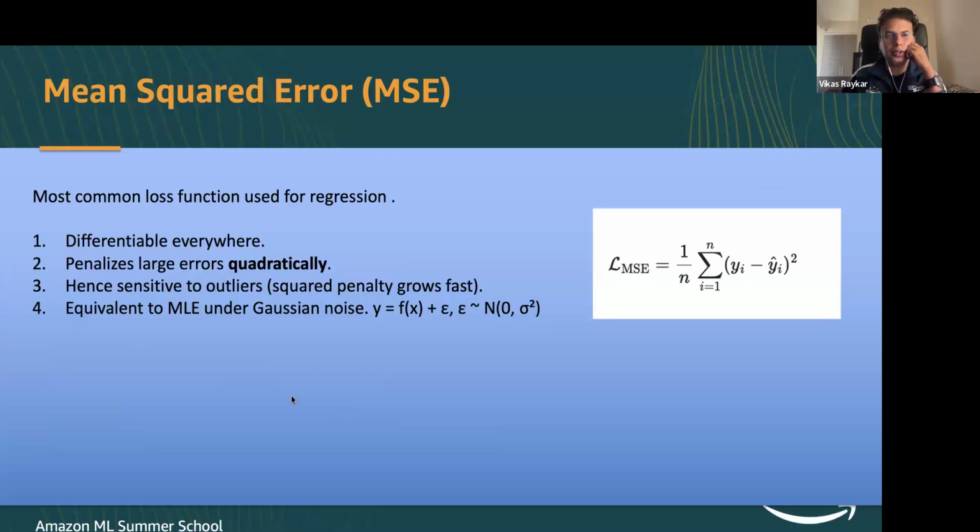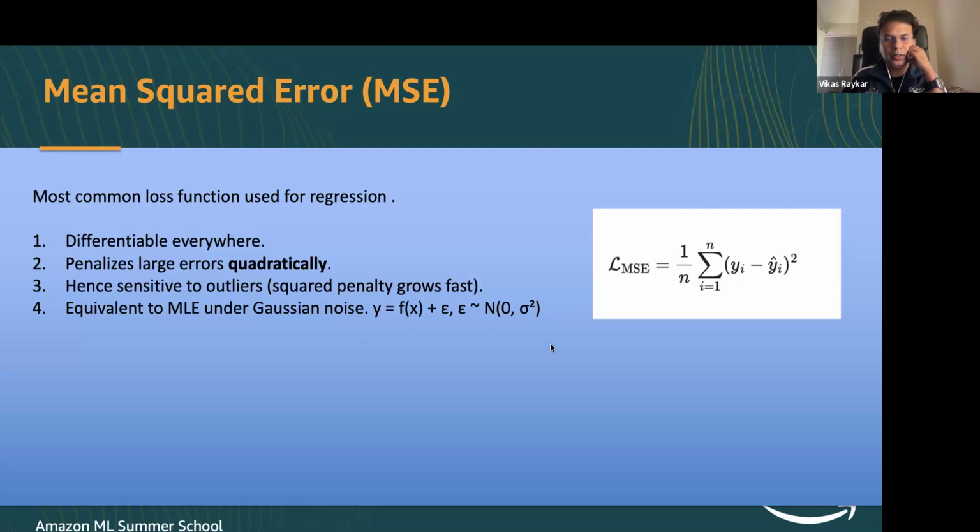The first one being the standard one, which is the mean squared error. The mean squared error is defined as follows: yi is your actual target, yi hat is your prediction. You take the square, sum over all the instances, and average it. MSE is differentiable everywhere. It also penalizes large errors quadratically because of the square term. And hence it has one drawback, which we'll discuss again going forward: it is sensitive to outliers. If you have an outlier in your data, because of this penalty, the error due to the outlier dominates this loss function.